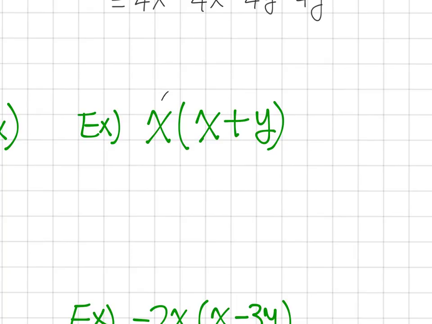So what I do is x times x, and everyone knows what x times x is. That's x squared. And the next one is x times positive y. Well, x being in the front already is a positive since there's no negative sign. Therefore, positive times positive gives you positive. And then x times y is basically just xy. Okay?